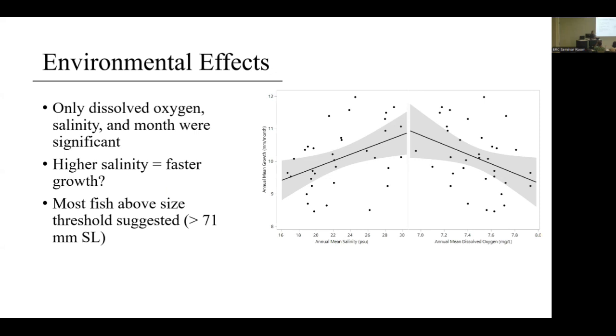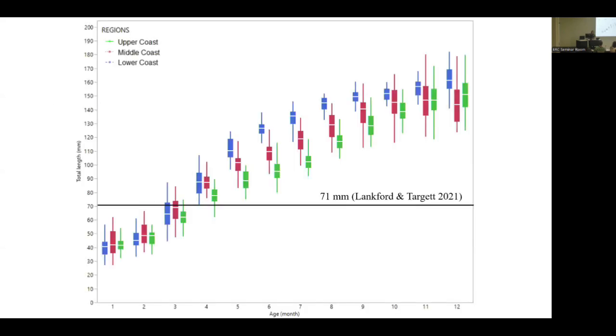But there was one study in 2021 that proposed that fish above a certain size threshold, and that was 71 millimeter standard length, actually began to benefit from higher salinities and have faster growth. And most fish in this study were above that minimum size. To break that down further, that minimum size is this black line on the graph that was proposed in the 2021 study.